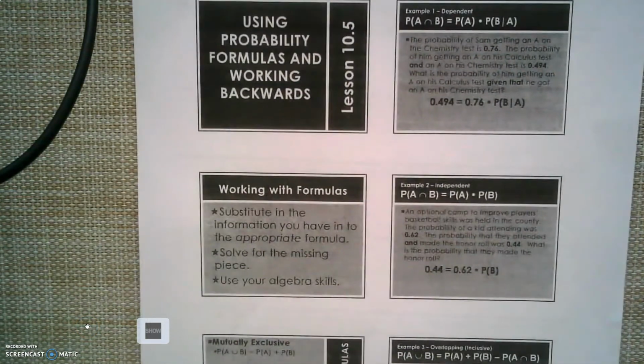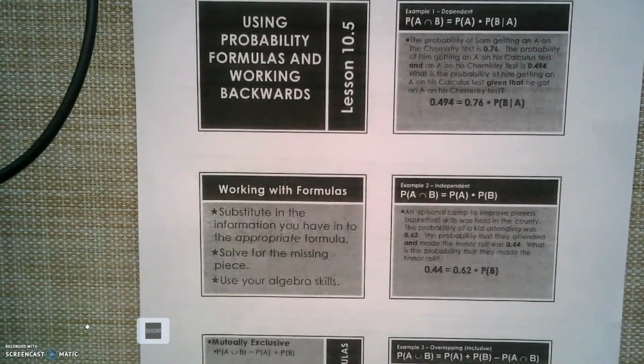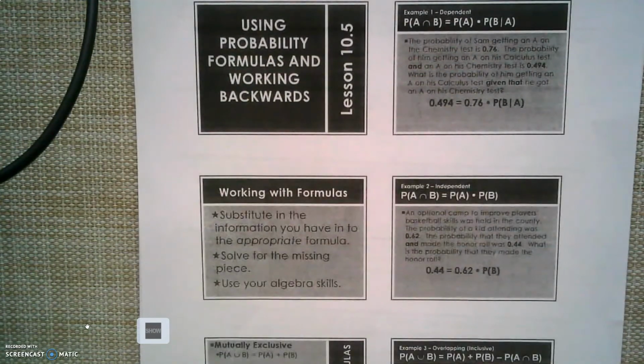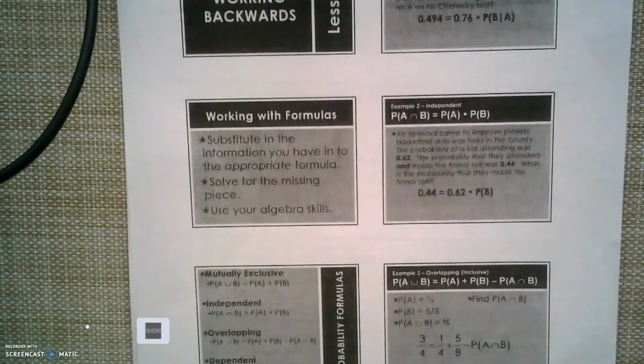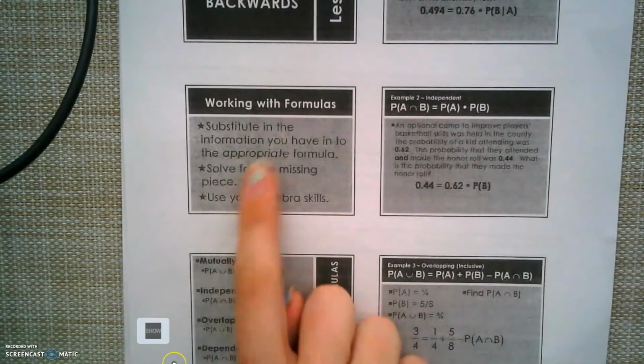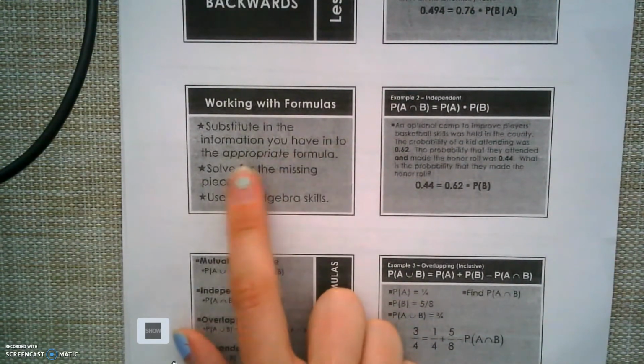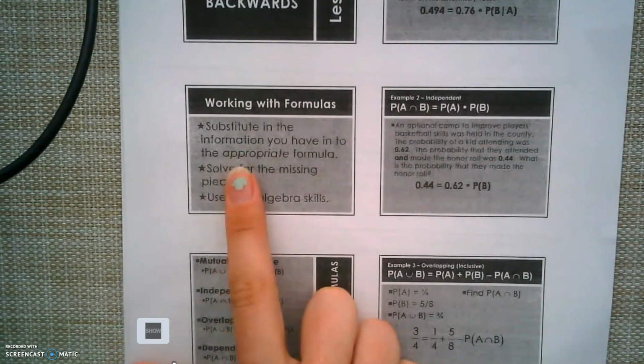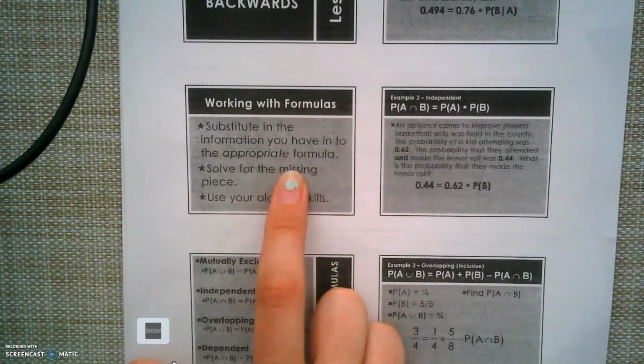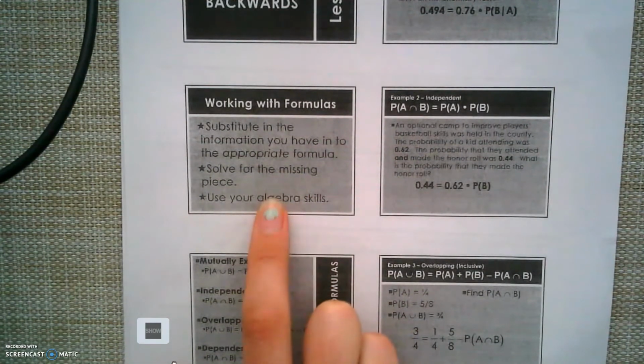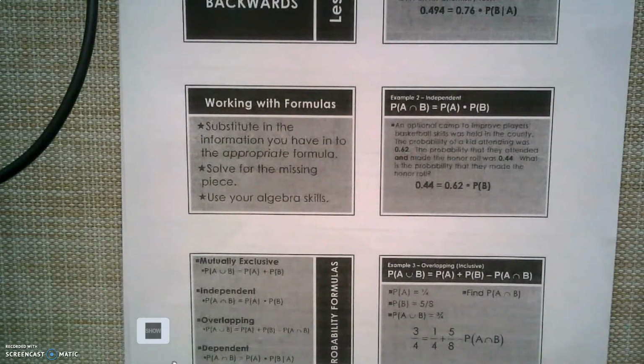Our last set of probabilities is going to be working backwards, being able to identify what formula we need and move backwards. So when we're working backwards, we're going to substitute the information we have into the appropriate formula. It's important that it's the appropriate formula that we actually need. And then we'll solve for the missing piece.